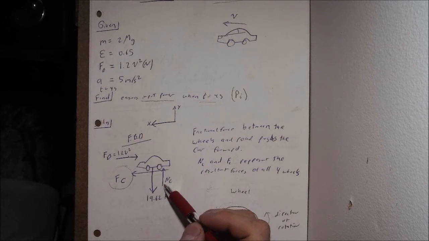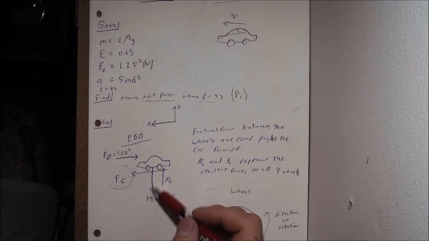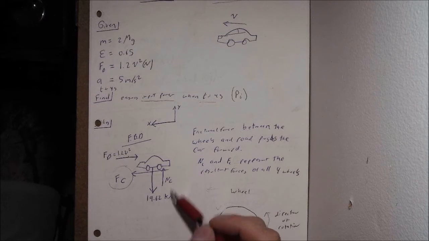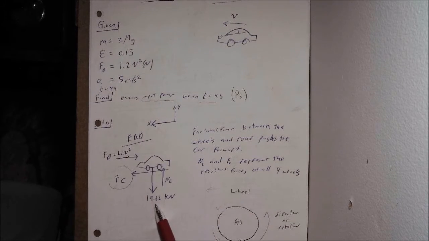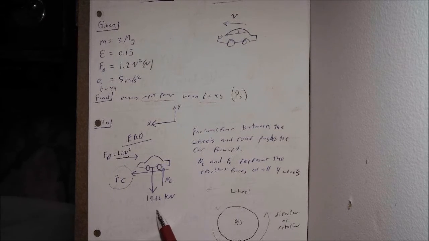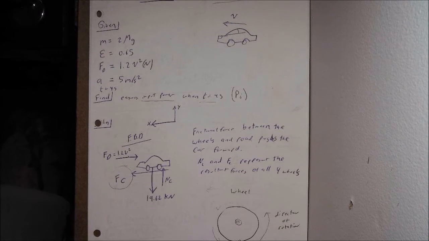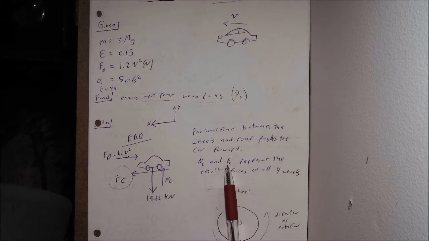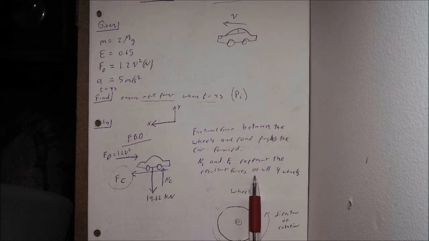We have our normal force on the road pushing back up on the car, and we have our weight here of 19.62 kilonewtons. So we can take our mass and gravity in order to get our weight force there. So, thing to note, our frictional force between the wheels and the road pushes the car forward. So that frictional force is what's going to propel the car forward. So from our frictional force there, we have our N sub c and our F sub c that represent the results of the forces on all 4 wheels. So our frictional force and our normal force there are going to compose that.